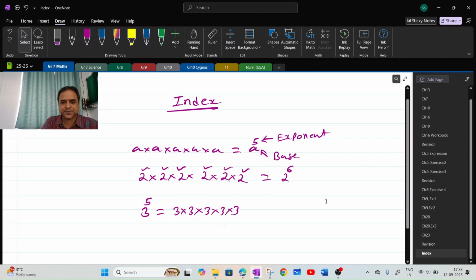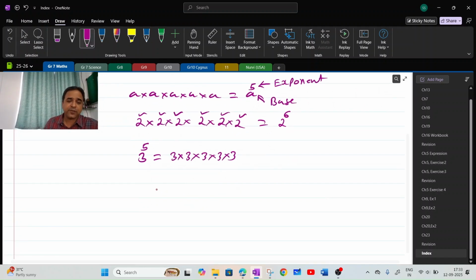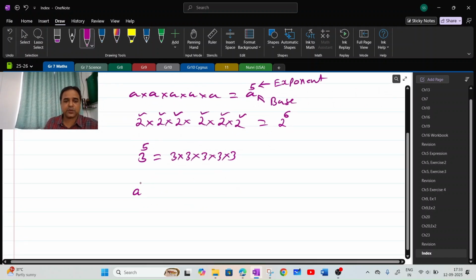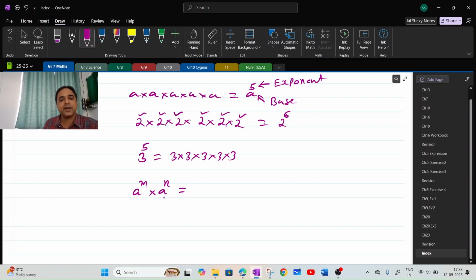For example, if I have a to the power m multiplied with a to the power n, you can see in both cases the base is the same, which is a, but their exponents, their powers, are different, and the relation between them is multiplication. In such cases you can write a to the power m plus n, which means addition of powers is being done.